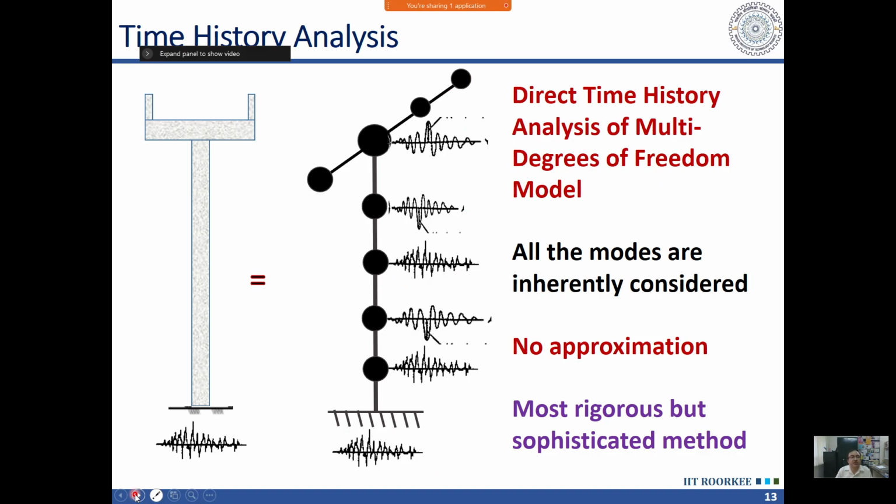And what we do in time history analysis, we consider the actual model, including the substructure as well as superstructure. We consider different nodes. We lump the mass at those nodes. We consider stiffness of each element, and then we analyze this full model to the time history. This is called time history analysis, and this is the most rigorous method. We don't have any approximation here, and out of whatever methods we have discussed, this is the most accurate for linear structures.